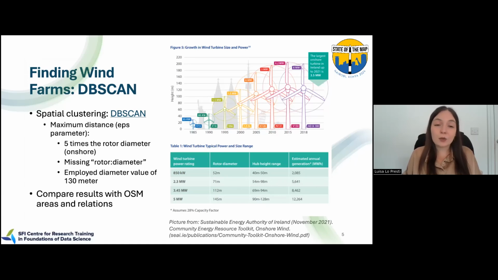However, we also notice how this tag is often missing, and therefore we employ a standard diameter value of 130 meters for all turbines. On the slides, I've also included a table and a reference where you can find additional information on how to set the most appropriate value for the rotor diameter. After applying this algorithm, we can compare our clustering results with existing OpenStreetMap areas and relations. In doing so, we are able to identify unmapped farms, but also to extend existing OpenStreetMap linkages to previously unassigned nodes.